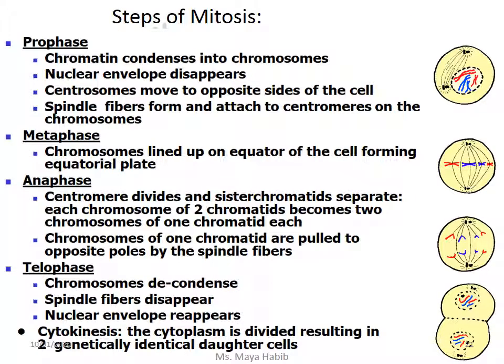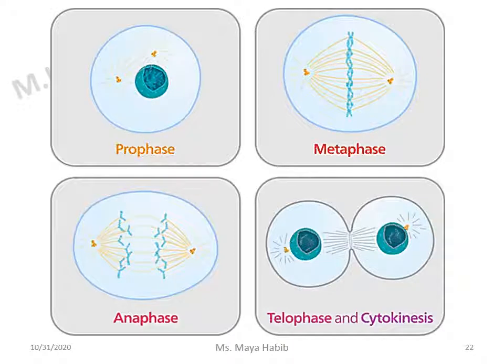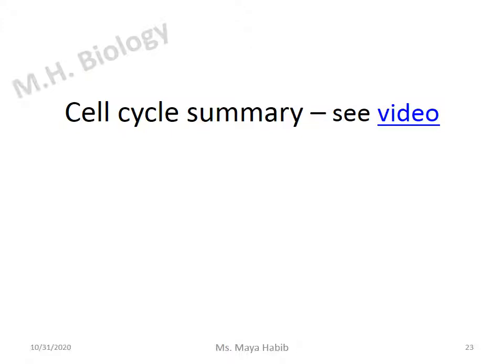Now, pause the video, and read this summary of mitosis. To make sure that you acquired all the needed information, take a look at how the cell looks during the different phases of mitosis. Try to remember what happens during each phase. To make sure that everything is clear, please watch this video, summarizing the cell cycle of a cell undergoing mitosis.